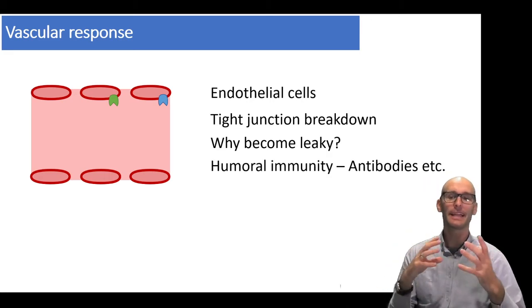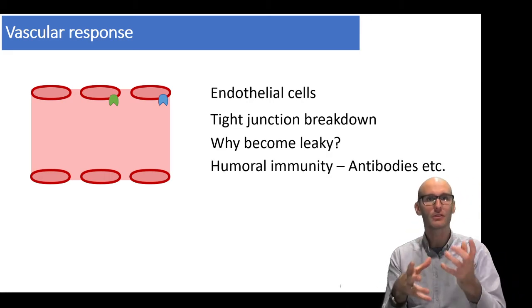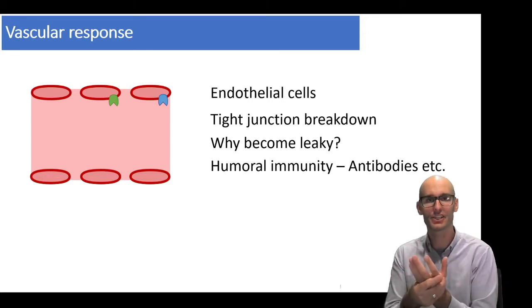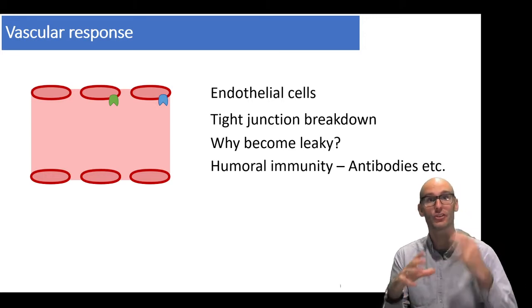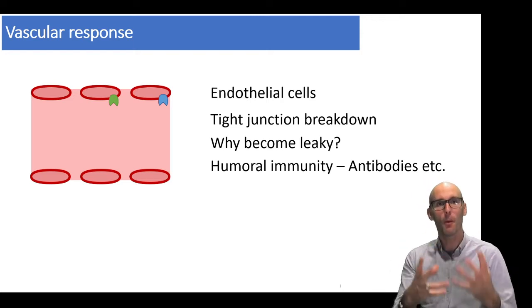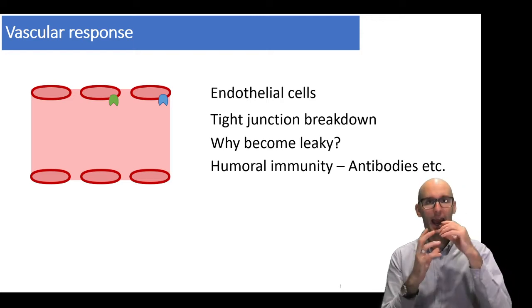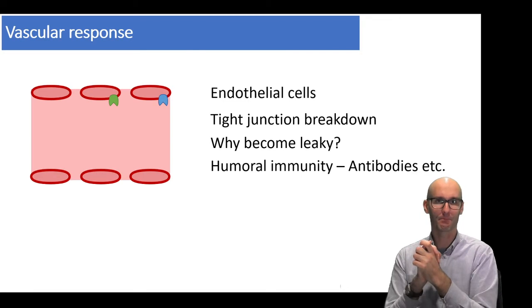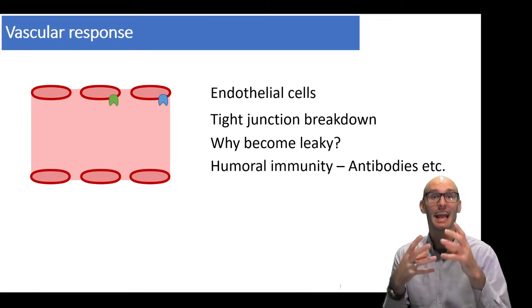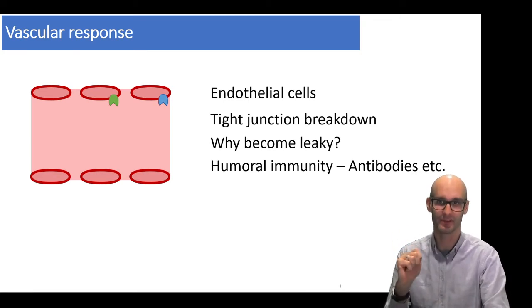Why does it become leaky? Well, it lets humoral immunity get into the tissue. So those antibodies that might be produced can get into the tissue, as well as complement proteins, which are antimicrobial, antipathogen proteins that exist in your blood as part of the innate immune system.